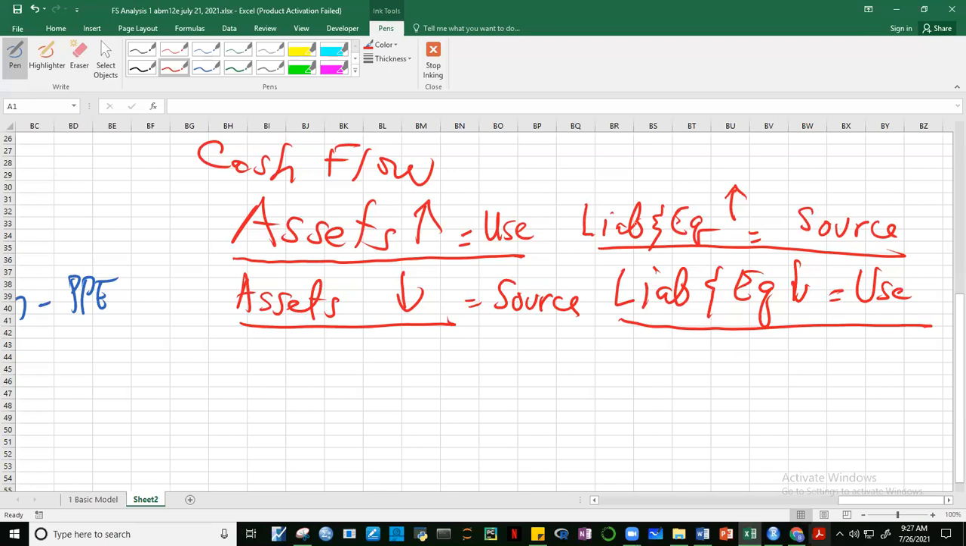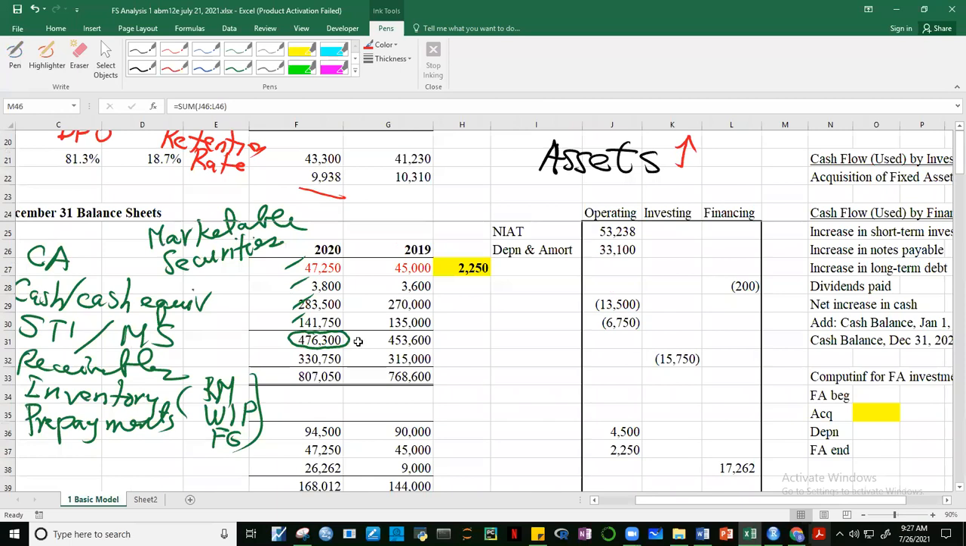Okay, so this is the general rule, so that we won't get confused. Ano ba to? Tataas ba to yung cash or bababa? So we follow this basic rule, and that makes our analysis easier.